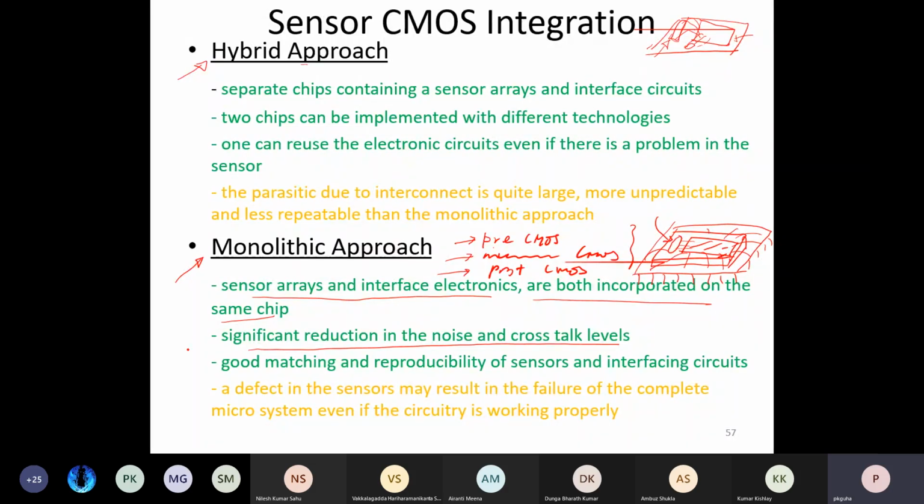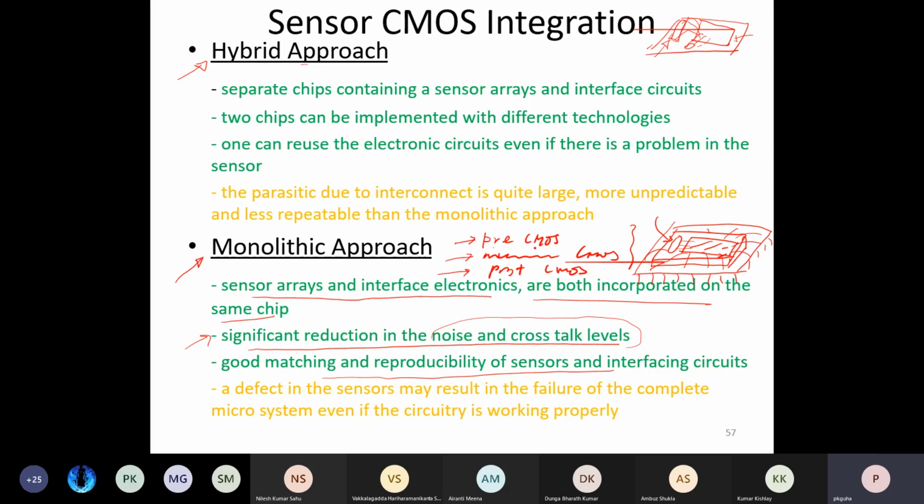So that is why it is written that there is a significant reduction in noise and crosstalk levels when you go for the monolithic approach rather than the hybrid approach. And good matching and reproducibility, because these metal tracks are very reproducible. But here these bond wires are not reproducible, some lengths may be different from the others, and so forth. But the thing is, it is not easy to develop things in the monolithic approach.